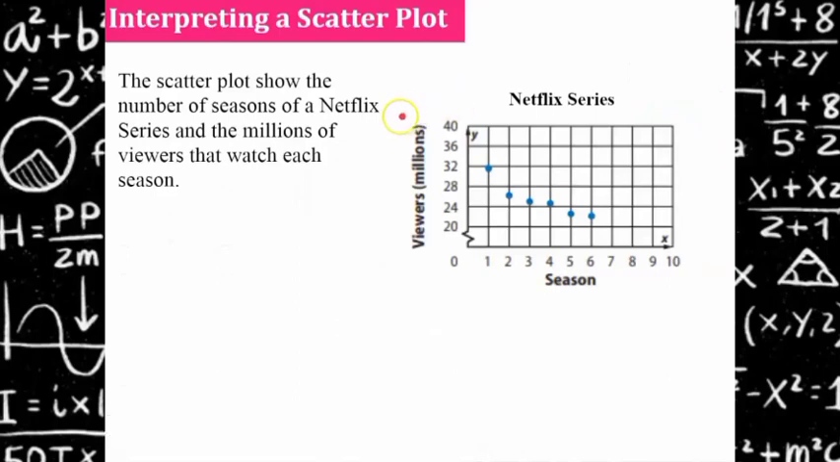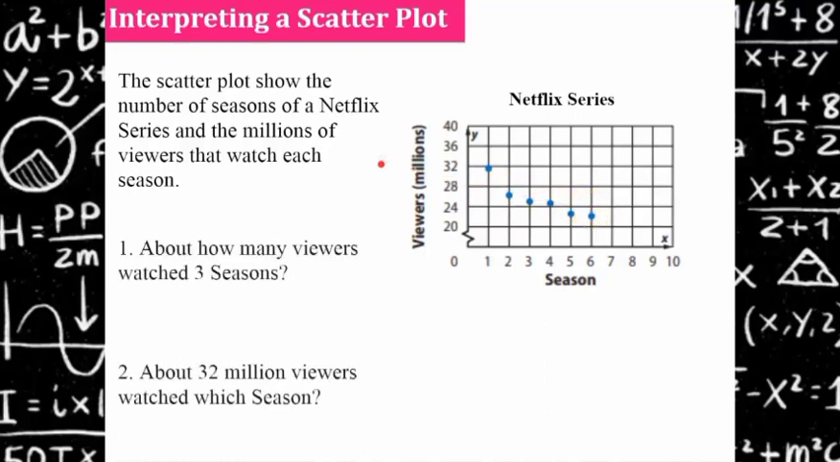Here's how we interpret a scatter plot. This scatter plot shows the seasons of a Netflix series. This shows the millions of viewers that are watching, and this is the season. So you can see that as the seasons go on, they lose viewership.